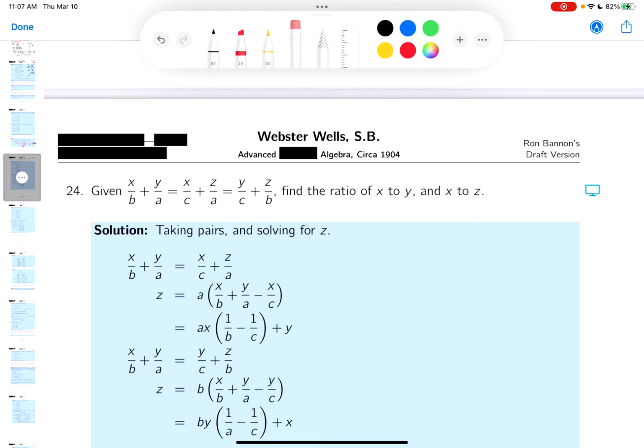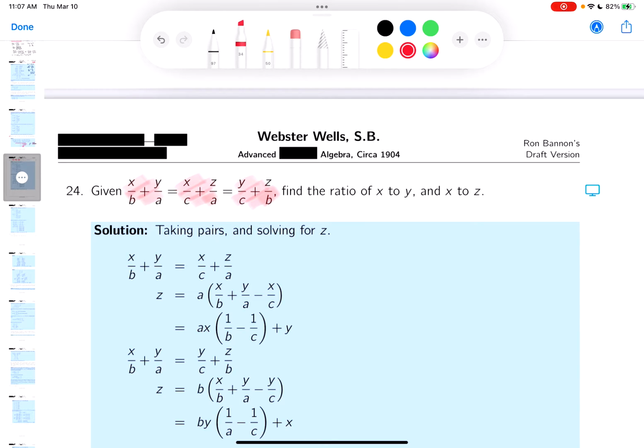Okay, you're given something, and you're given an equation. This is equal to this, and this is equal to this. So they're all equal to each other. All right, they want to get a ratio x to y and x to z. So you're going to have to take these equations and solve them for a letter.